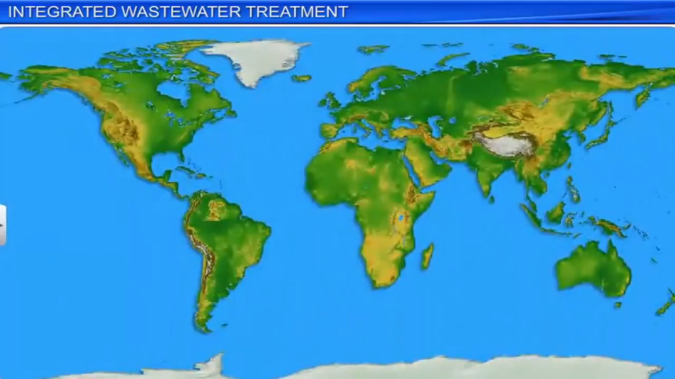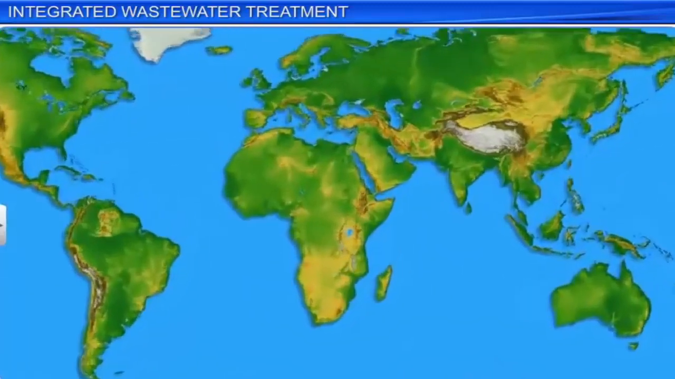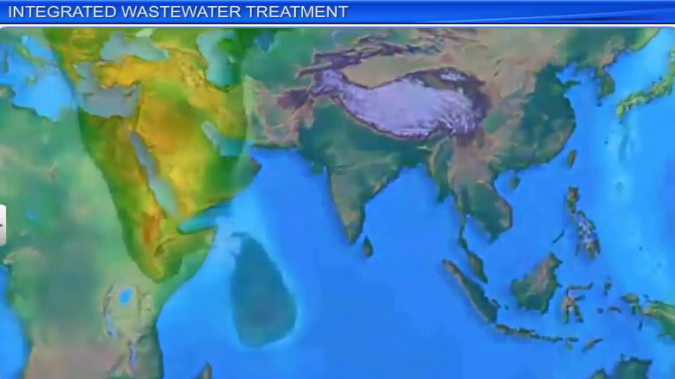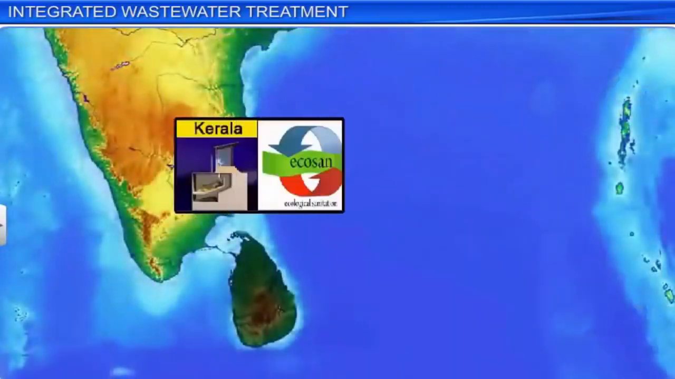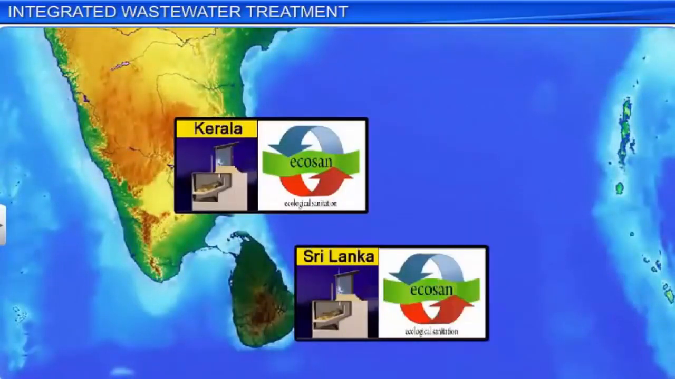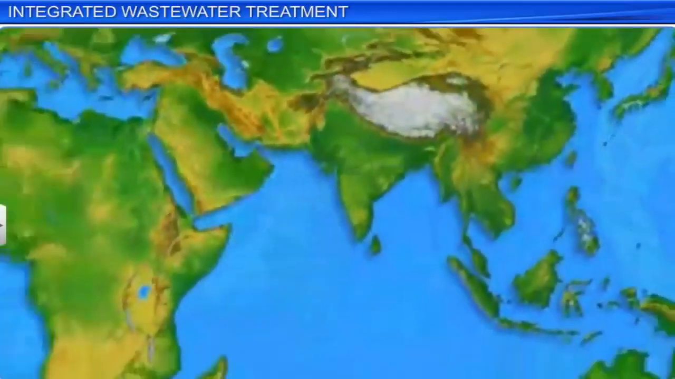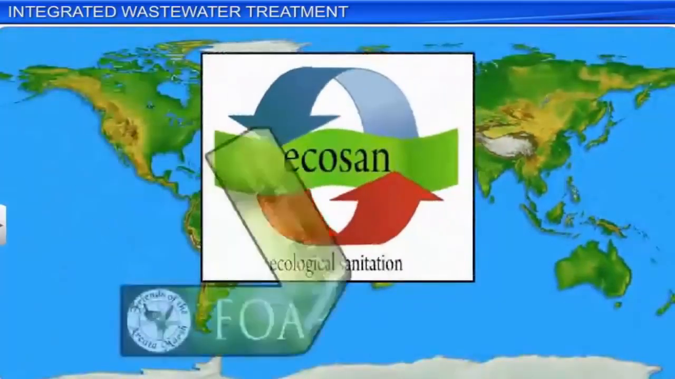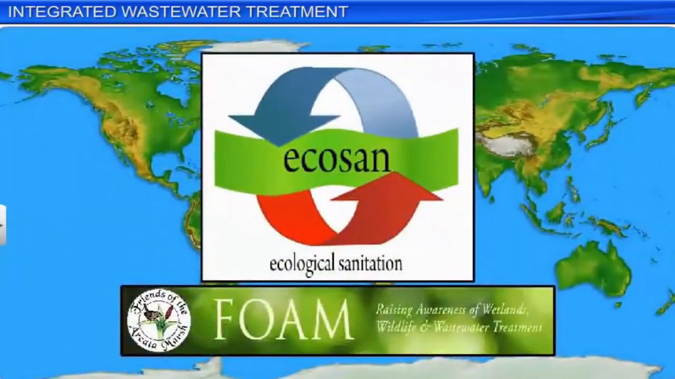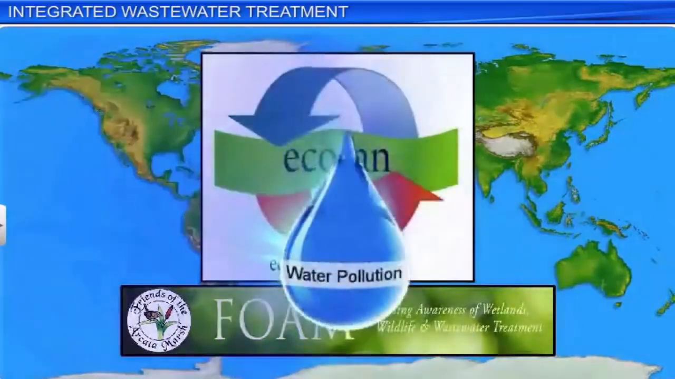At present, this system is being efficiently used in many areas in Kerala and Sri Lanka. In this manner, integrating natural systems to treat wastewater is an efficient, practical, and cost-effective way to handle, prevent, and reduce water pollution.